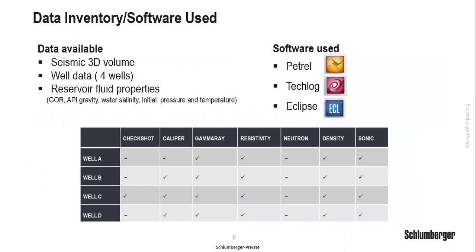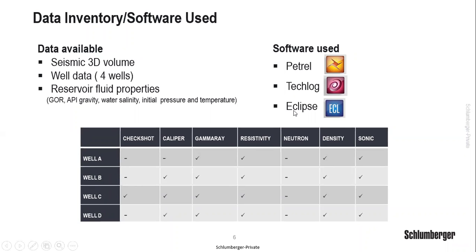The data available were basically seismic. Remember, it's very rare for you to have every data you require. So the data you have, you try to make sense of, and use the things you have to take decisions. In terms of data availability, we had a seismic 3D volume, well data from 4 wells already drilled in the field, and reservoir fluid properties like gas oil ratio, API gravity, and water salinity.